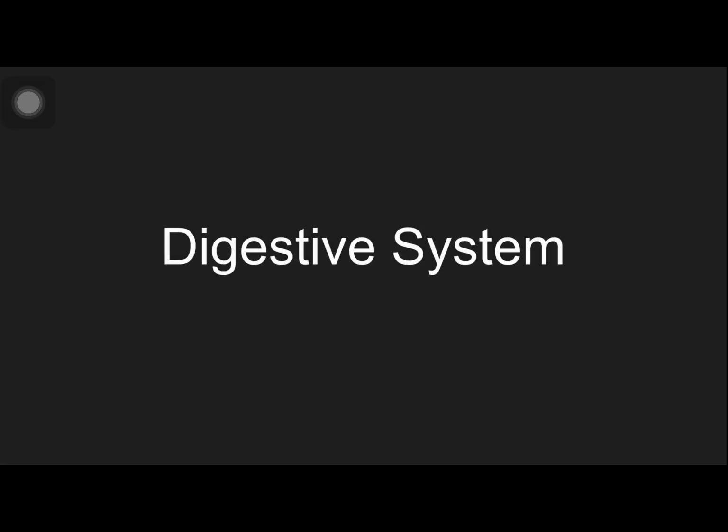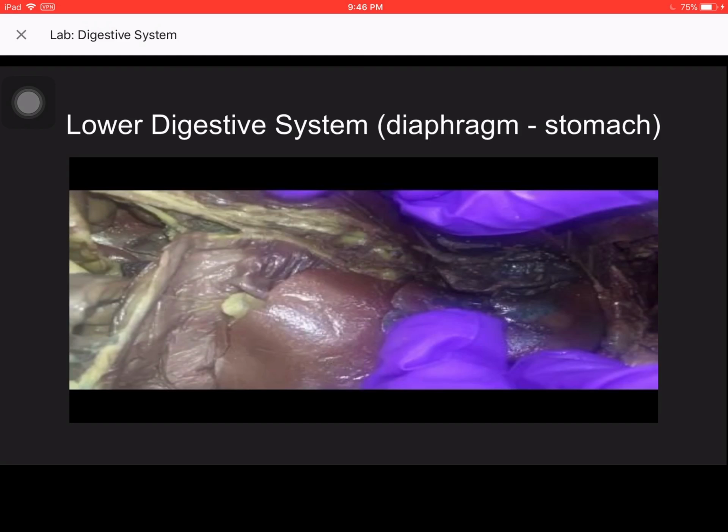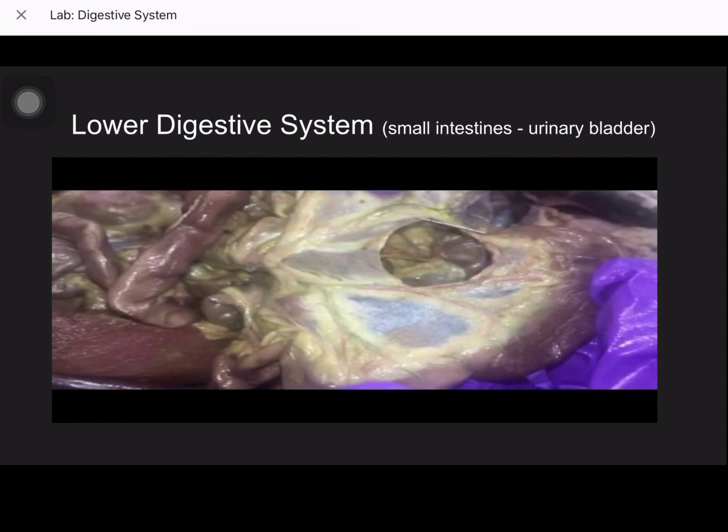What is up, guys? Okay, so today I'm going to be giving you guys a bit of an insight into how I study for my anatomy lab practicals on the digestive system. Okay, so here's the first thing I'm going to do.